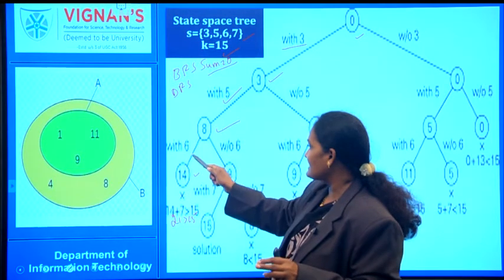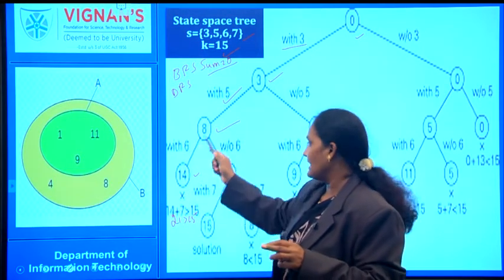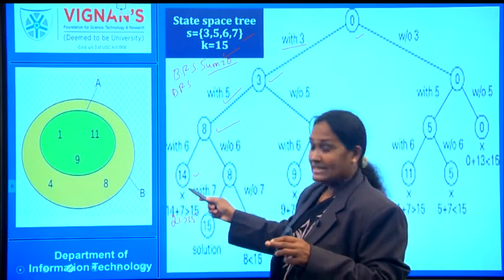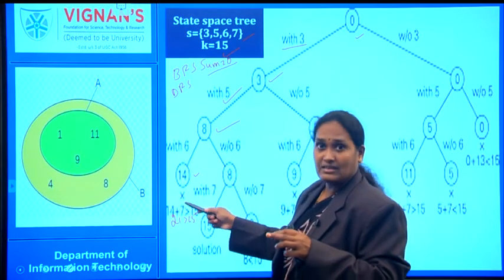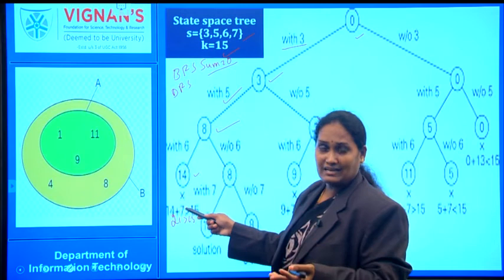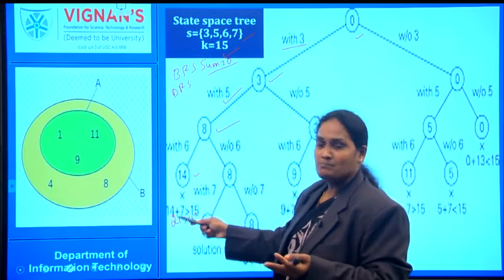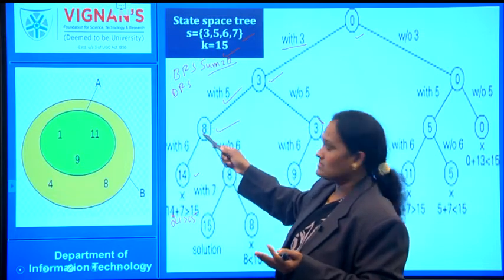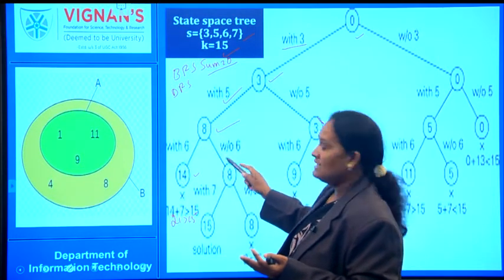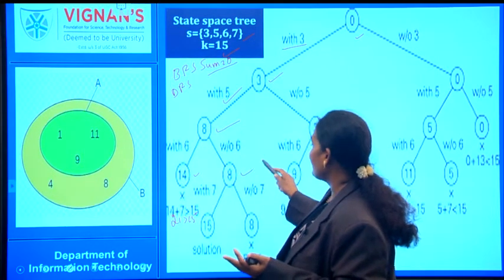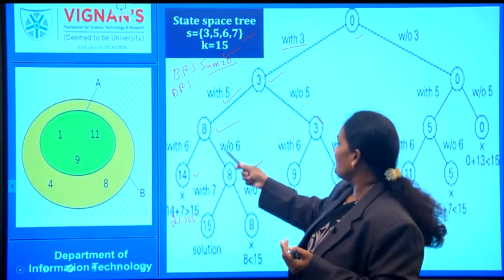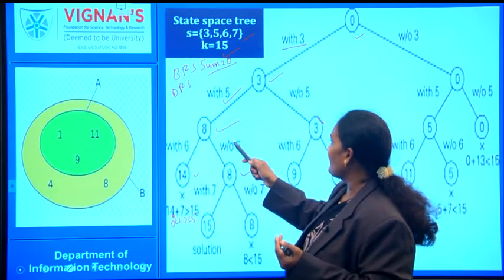So if I add 6, I did not get the solution. If I add 7, here also it exceeds the given integer value. So I am not getting a solution in this path, so I am backtracking the process. Without 6 we are considering, what does the sum become? 8. Now without 6 we are taking the next remaining element.